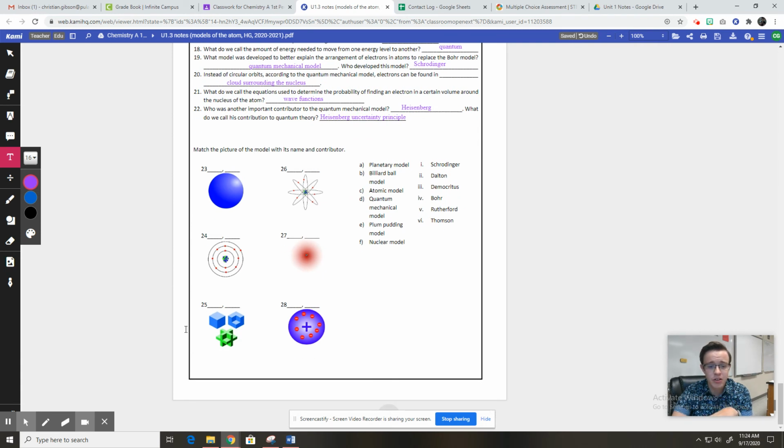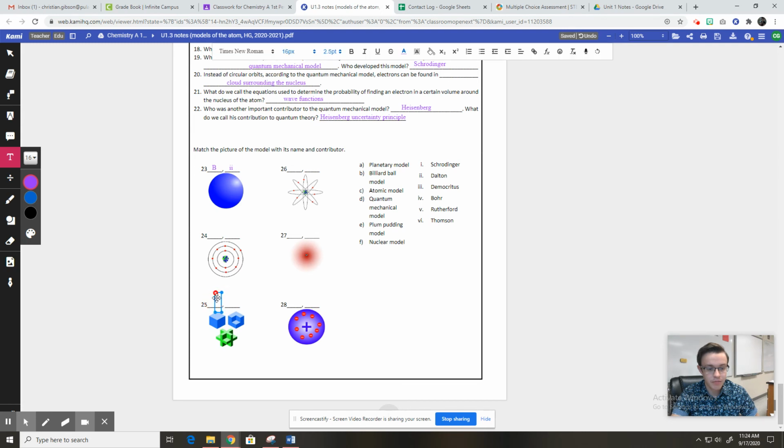So let's just summarize it all with this. This will help you guys a lot on the test, so make sure you pay close attention to this. So this here kind of looks like a billiard ball. So we're going to call this the billiard ball model. So that's B right here. And who is that developed by? It was developed, if you remember, by John Dalton, which is 2 over here, II. So put that there.